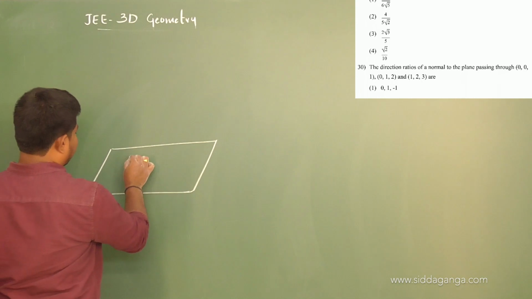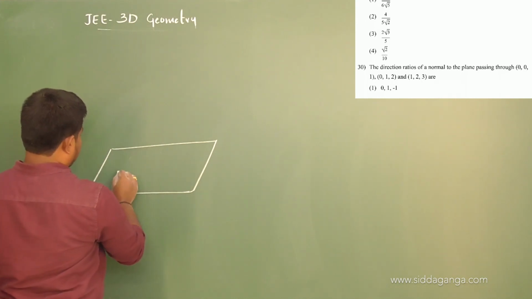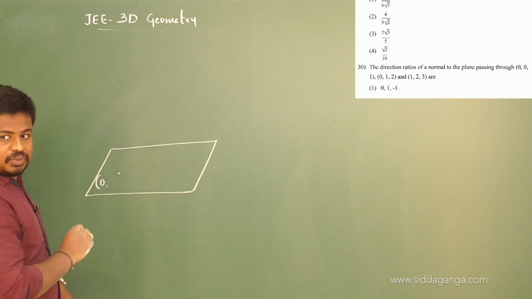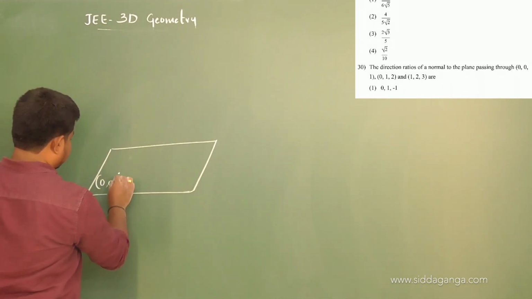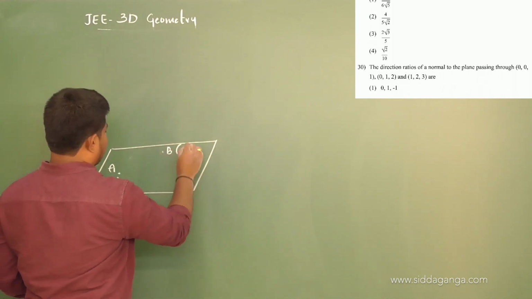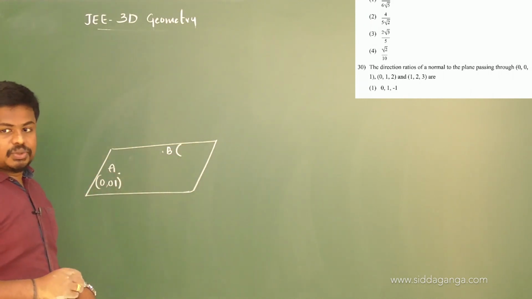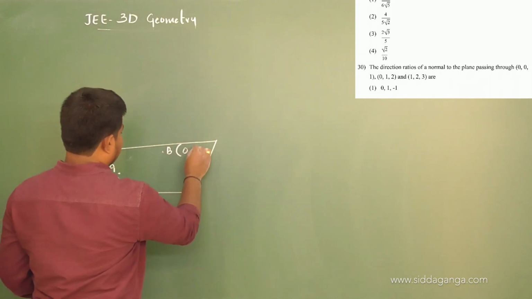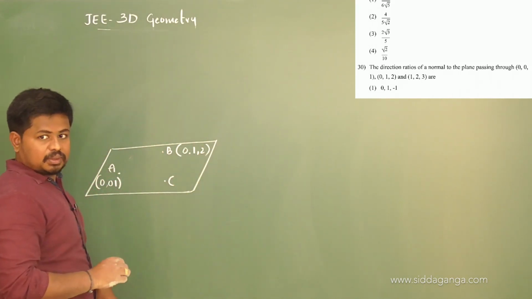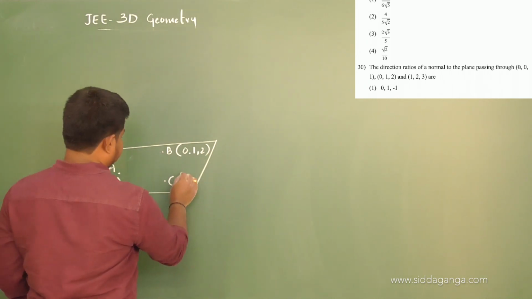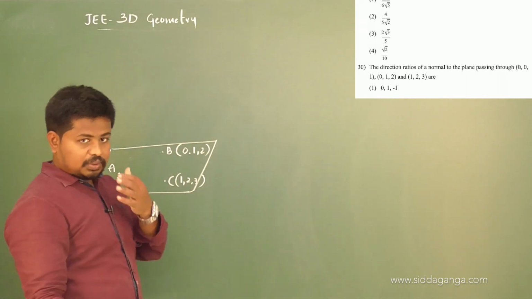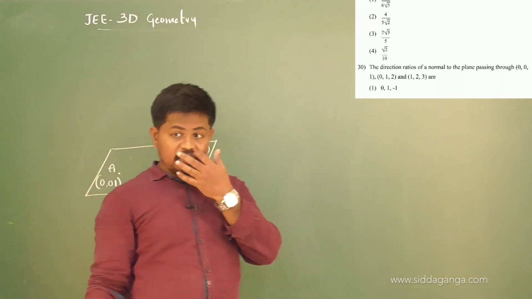So let us take this point as A (0, 0, 1). Let's take the second point as B (0, 1, 2), and C, the third point, that is (1, 2, 3). So now we have to find what? The direction ratios of the normal to the plane.